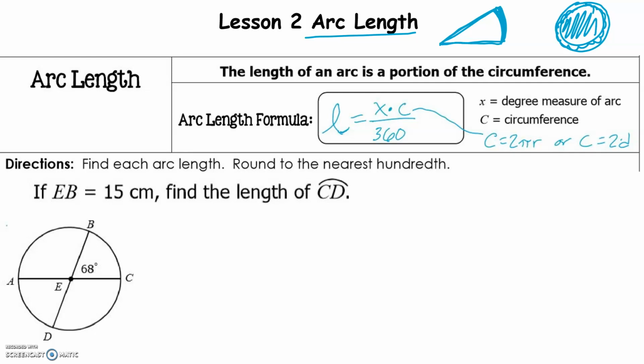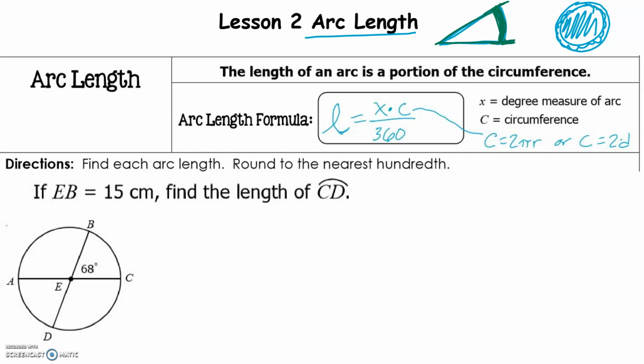All right, geometry, here is lesson 2. And we're going to talk about arc length. Now, like we just talked about, kind of like a pizza, we would be taking a look at just the distance of that pizza crust. Okay, that's what we're looking at. So we're looking at only a segment of the circumference.